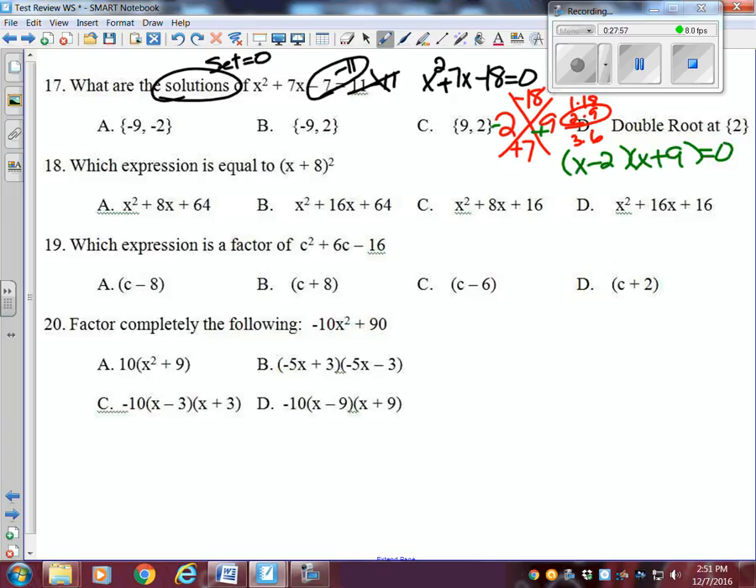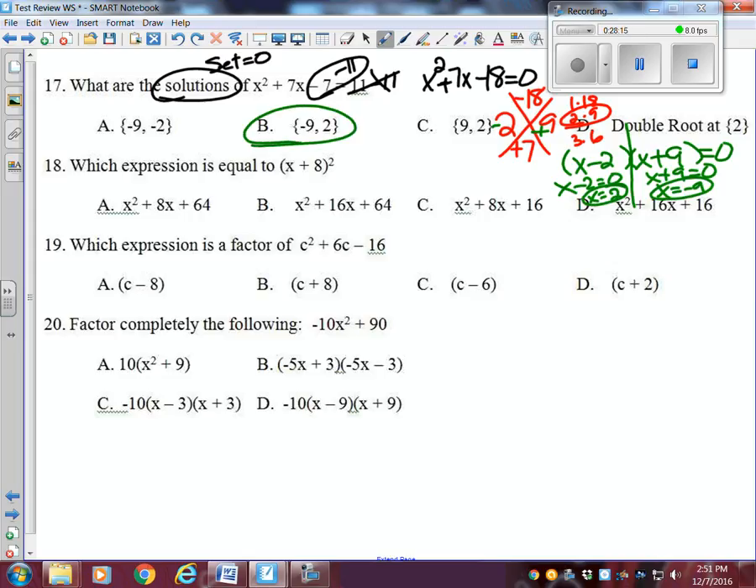Again, that's equal to 0, but I have to split and solve. X minus 2 equals 0, x plus 9 equals 0. My two answers turn out to change signs. That's x equals +2, and x turns out to be -9. +2 and -9, choice B. That's how we got B.